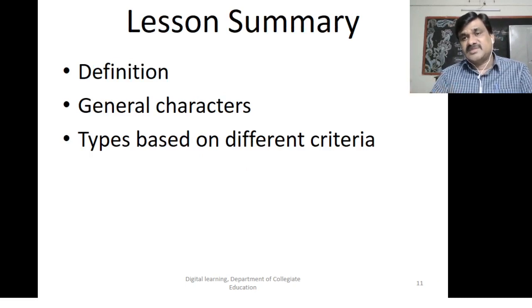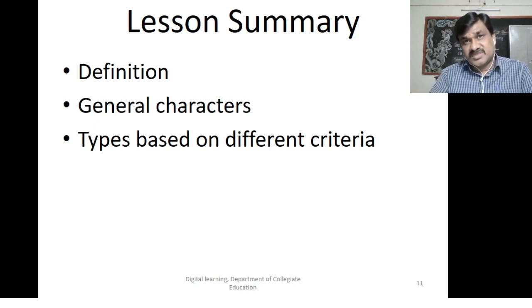So next, in this class, the summary. We will summarize the session. In this session, you got an idea of the definition of meristematic tissue and the general characteristic features of meristematic tissue. Where do you find the meristematic tissue? What is meristematic tissue? And the types of meristematic tissue based on different criteria. What are the criteria here? It is nothing but origin, function and position.